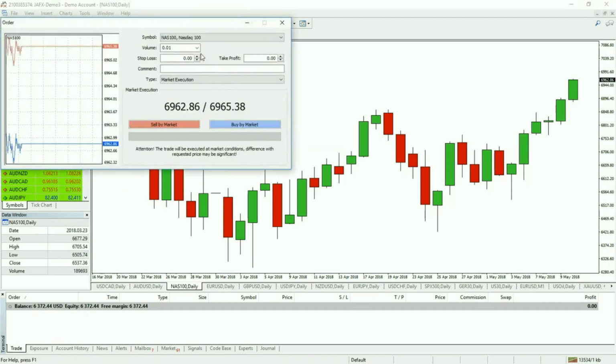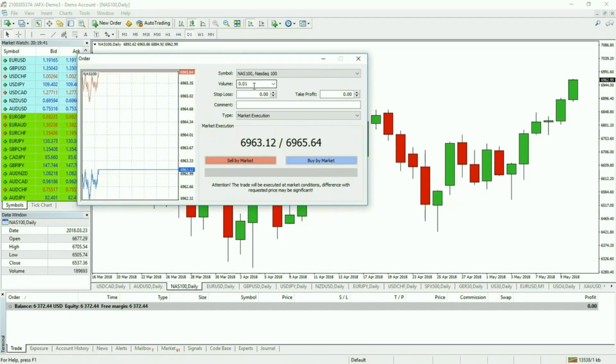So what I'd like to do is go to my new order, the Nasdaq 100. This time I'll stick with a 0.01, and I'm going to go market execution. So simply looking to buy that market there.